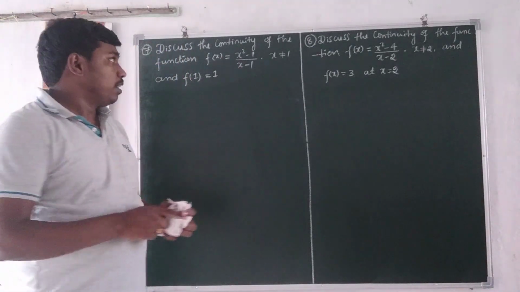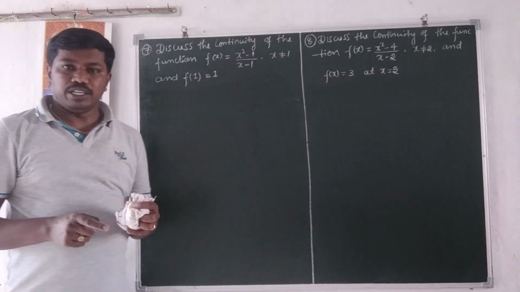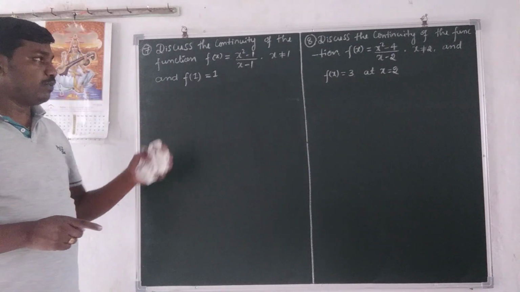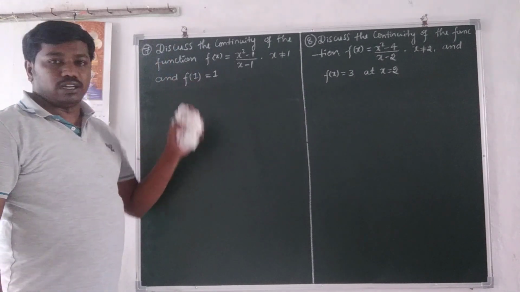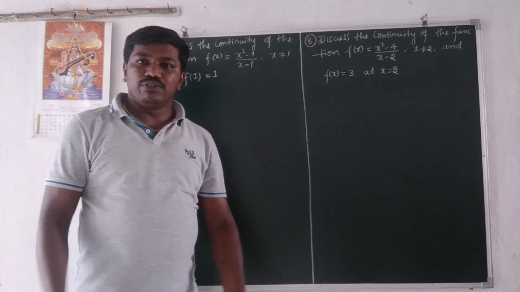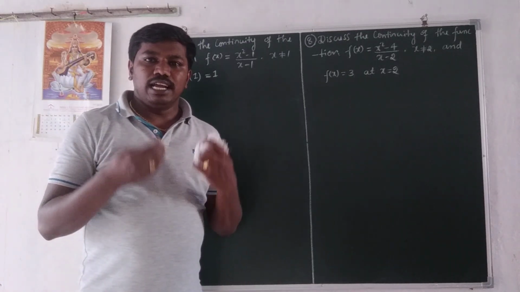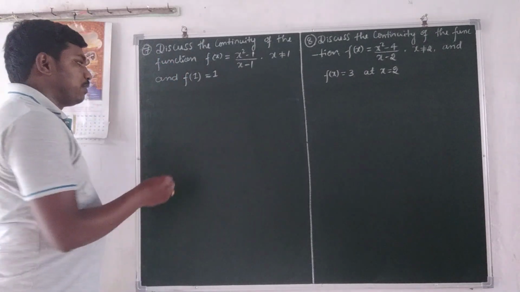Seventh problem. Discuss the continuity of the function f of x is equal to x square minus 1 divided by x minus 1 at x not equal to 1. So f of 1 is 1. The value of the function at x is equal to 1 is already given, there is no need to calculate the value of the function. We just need to calculate the limiting value.